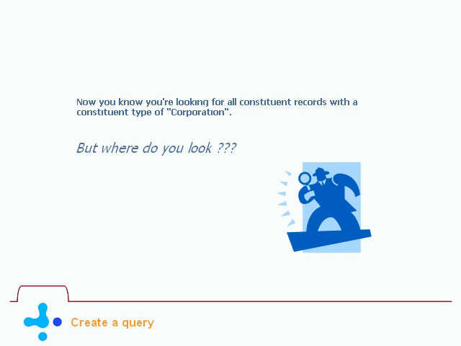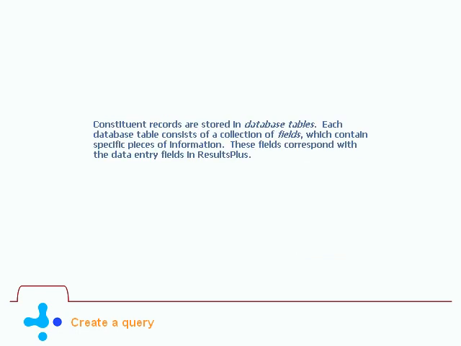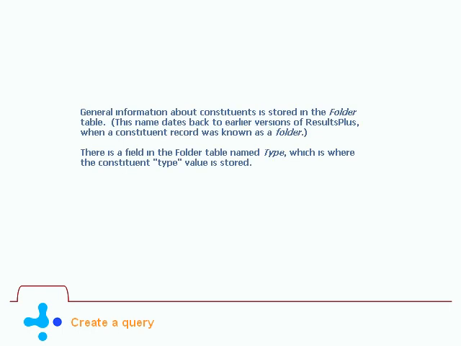But where do you look? Constituent records are stored in database tables. Each database table consists of a collection of fields, which contain specific pieces of information. These fields correspond with the data entry fields in ResultsPlus. General information about constituents is stored in the folder table. This name dates back to earlier versions of ResultsPlus, when a constituent record was known as a folder. There is a field in the folder table named Type, which is where the constituent type value is stored.